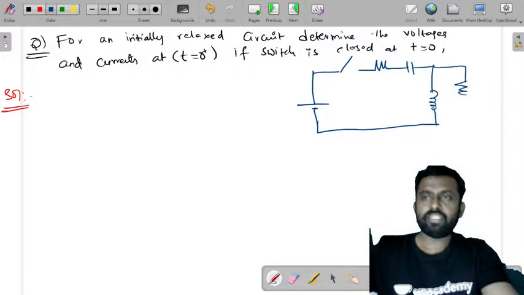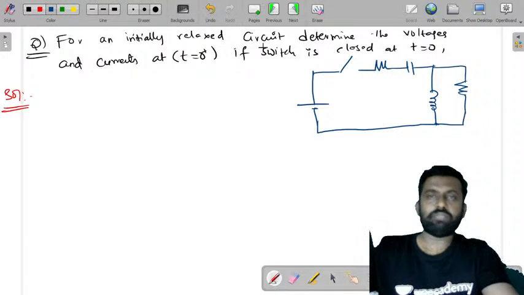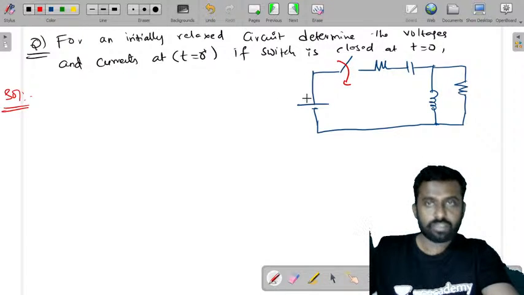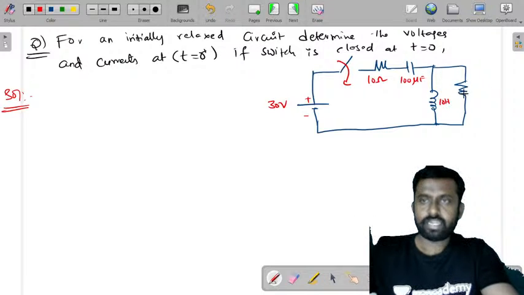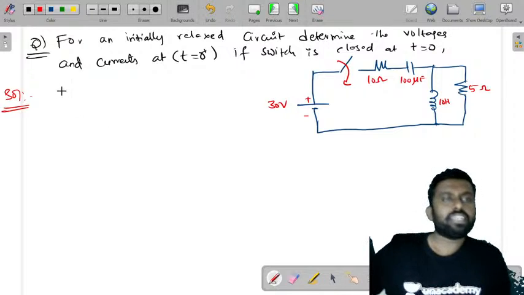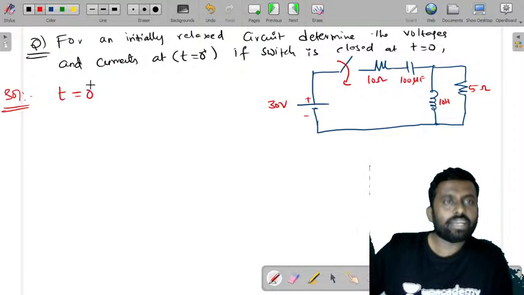Because to make it easy, I've just taken one simple example in the previous one, and now this is one problem that will be given in your exams. This is a switch. This voltage is 30 volts. Resistor 10 ohms. This is 100 microfarad, and this is given as 10 Henry, and the resistance value is 5 ohms. Now first let us write at t0 minus separately.